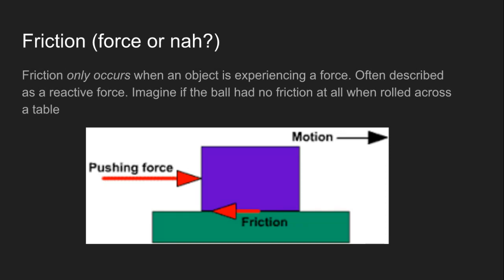So friction, is it a force or not? Well, it is a force, but it only occurs when an object is experiencing a force. It's often described as a reactive force. So imagine if the ball had no friction at all when rolled across the table. What would happen to it? Well, it would just keep going. There would be nothing to slow it down. If you even barely touched it a little bit to put some force on it, there'd be no friction to hold it back, so it would start moving. So whenever you have a pushing or pulling force and your object is sitting on a table, there'll be some kind of friction, and that's just a reactive force that helps counteract that. At some point, the force becomes too great for the friction, and the friction can't keep up with it, and that's when motion happens.